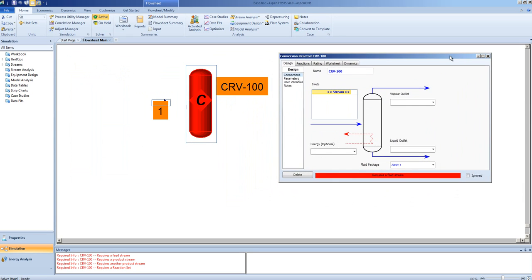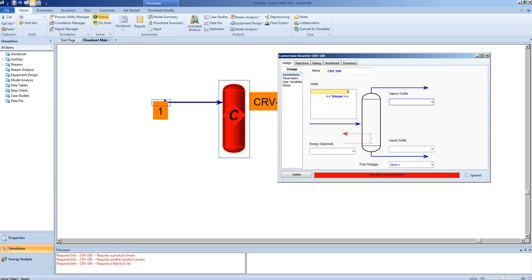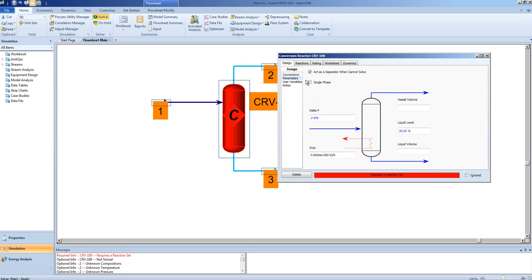You will see a conversion reactor is added to your flow sheet. You can specify stream 1 enters it, stream 2 exits as the vapor, stream 3 exits as the liquid. A liquid stream must be specified even though a liquid may not be present. We shall leave the duty empty for now. We shall not specify a duty variable. And we will have no pressure drop in the reactor, which is unlikely.